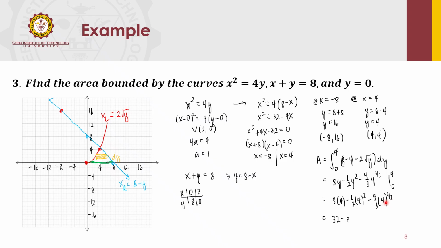Or square root of 4 is 2, raised to the power of 3, so that's 8 times 4 thirds, so 32 over 3. So 8 minus 32 over 3, or that's 24 over 3 minus 32 over 3, so 72 minus 32 is 40. So 40 over 3 square units. So the area bounded by the given curves is 40 over 3 square units.